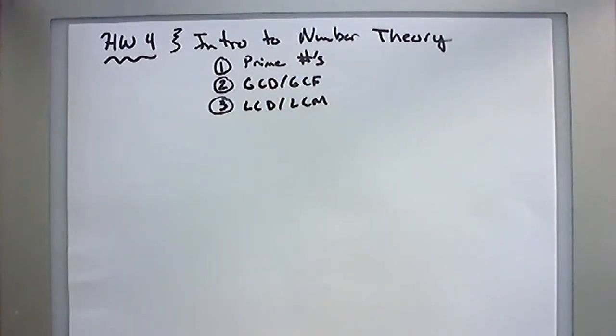So if you're going to use Google or another website, make sure you're looking up the right things: GCD, LCD, GCF, LCM, and the prime numbers. Don't just type number theory into Google. You're going to get all kinds of results if you do that. So let's start with the prime numbers.